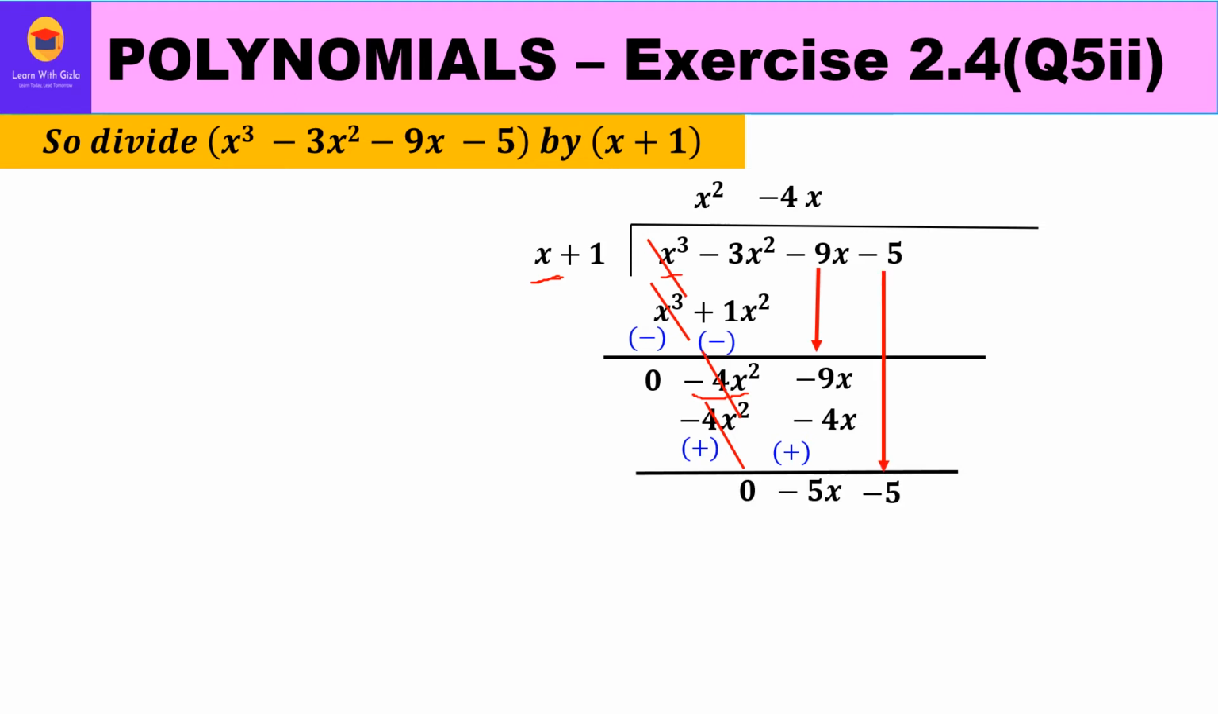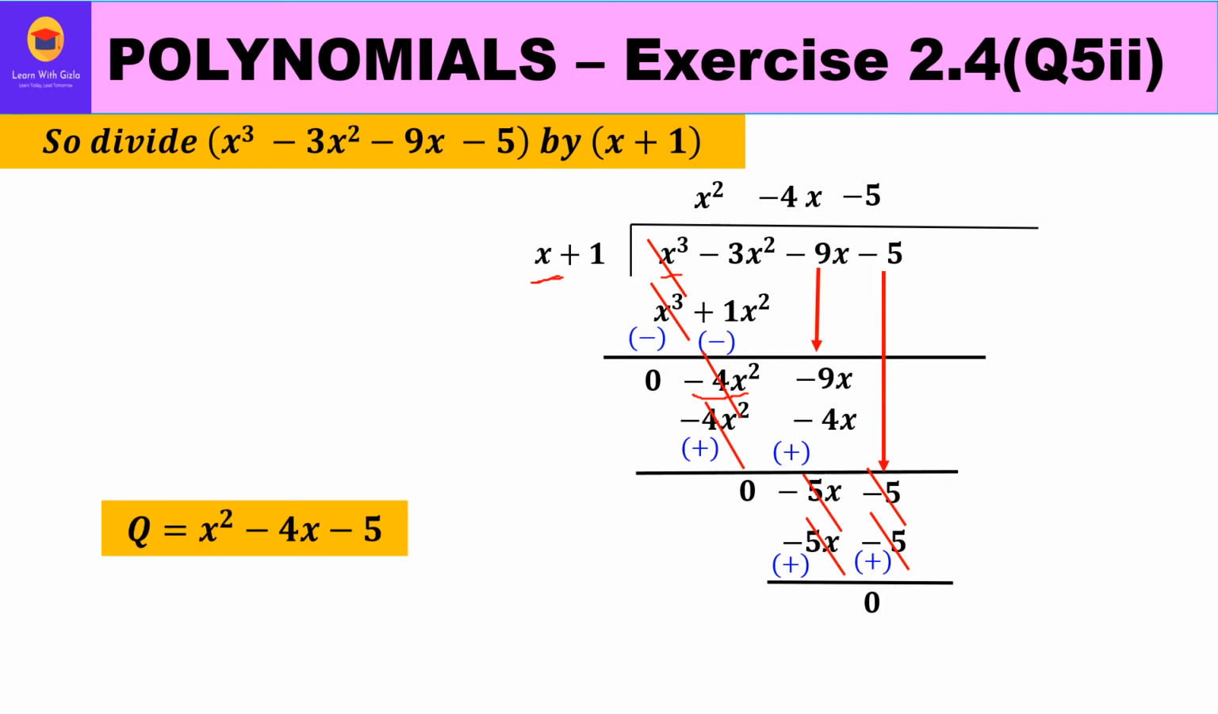Bring down minus 5. Now we have to think of a number that should be multiplied by x to get minus 5x. Naturally it is minus 5. You will find the product minus 5 into x plus 1, minus 5x minus 5. Change the signs, cancel them because one is negative, one is positive. Your remainder is 0, right? So the quotient we are getting is x square minus 4x minus 5 and the remainder is 0.